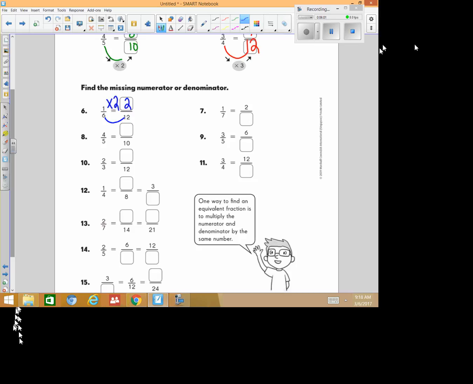Let's look at number 7. 1 times what, raise your hand when you know, gets me 2? 1 times what gets me 2? Raise your hand when you know. You're adding. Stop adding. Jeremy, 1 times what gets me 2? 1 times 2, yeah. So I have to do 7 times 2 on the bottom. Jeremy, what is 7 times 2? 14. Very good.